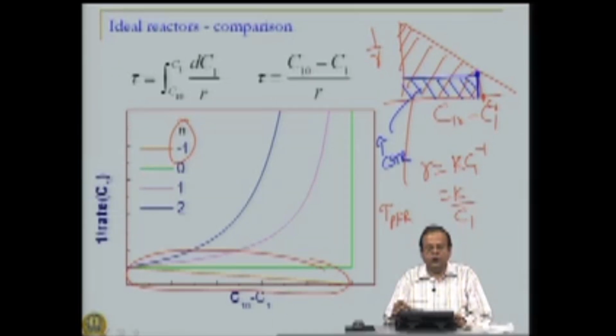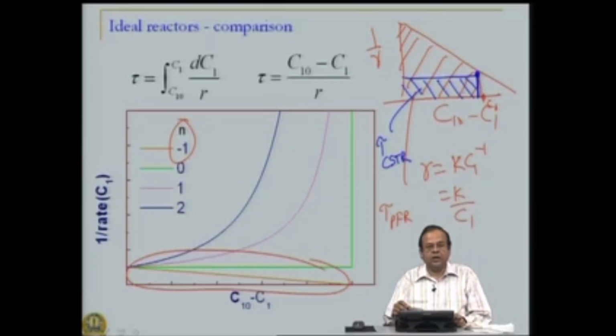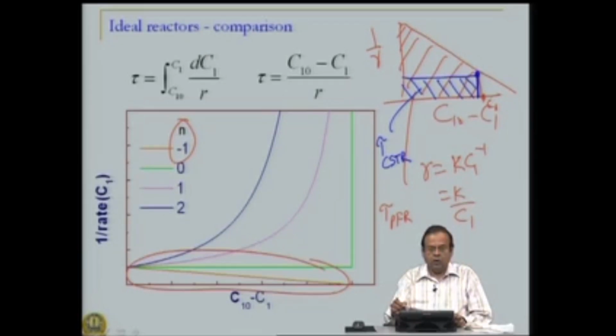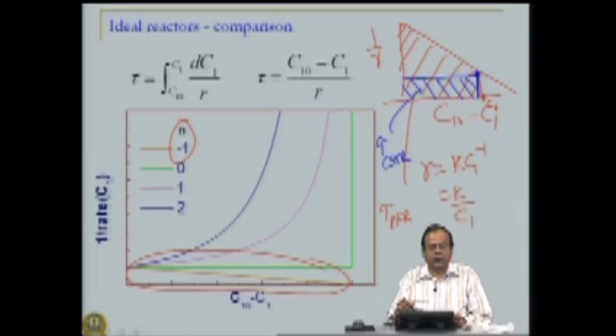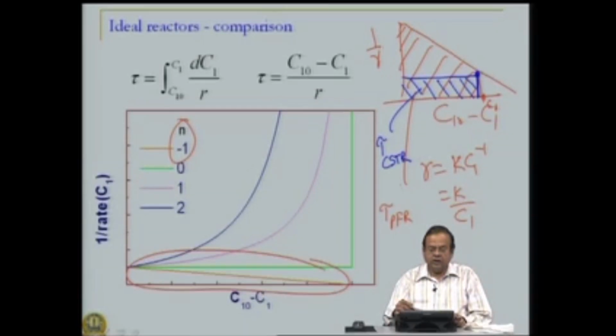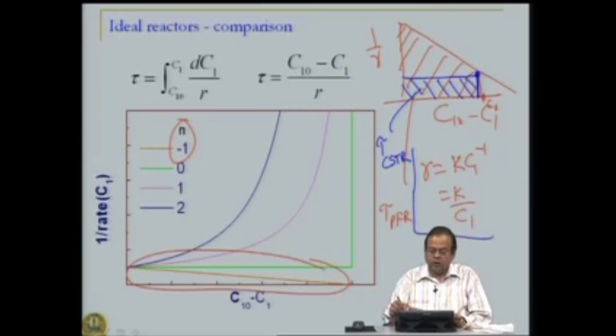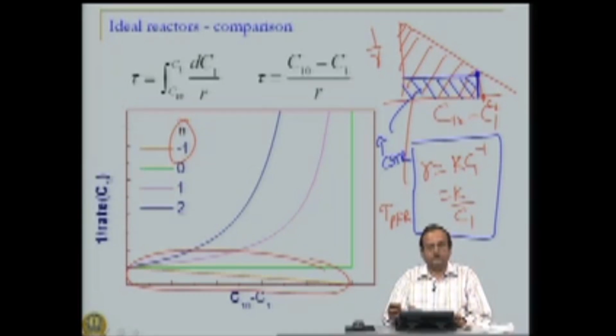And now, what do we see? We see now exactly the opposite phenomena, that is, the area under the curve is larger than the area of the rectangle, which implies that the residence time for stirred tank reactor is now lower than the residence time for a plug flow reactor. Why did this happen? This happened because the kinetics was of this kind.